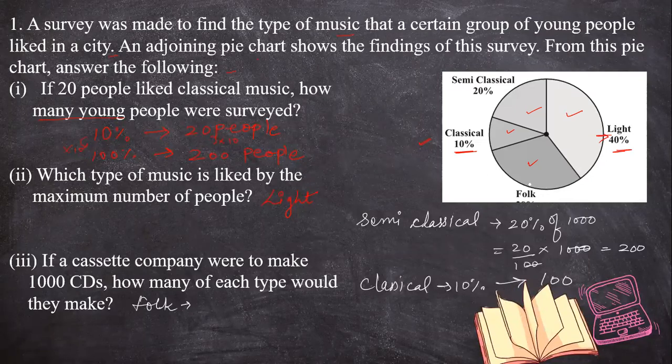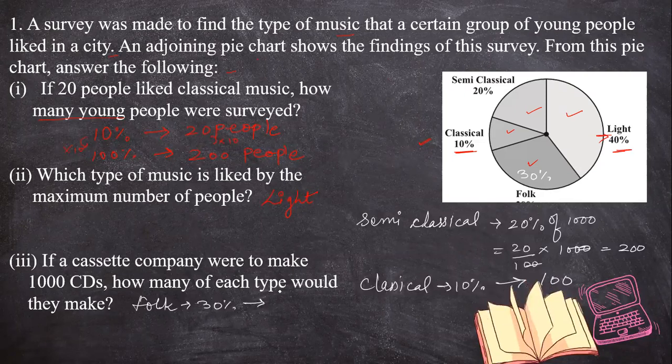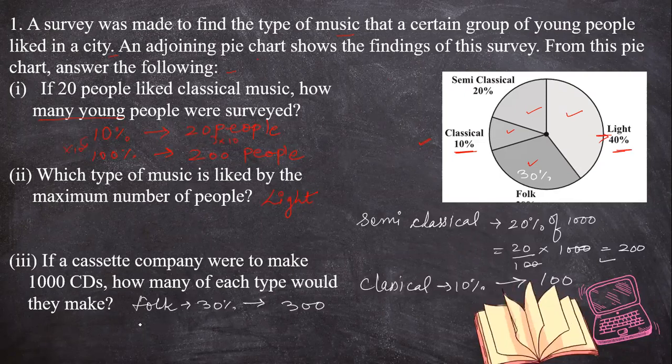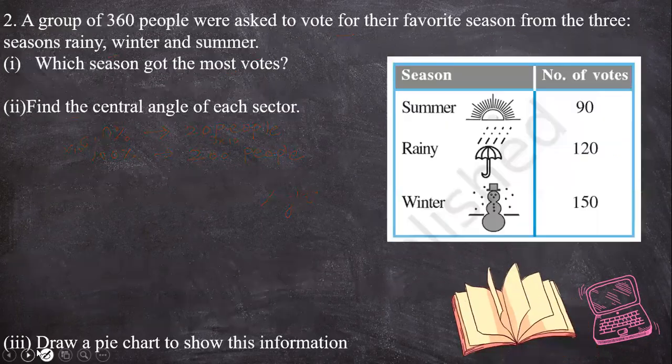Folk music. So what percentage is given to you? 40, 50, 60, 70, 30%. Here it is 30%. Folk music is 30%. Now you have seen 20% is 200, 10% is 100, so 30% is 300. You can simply calculate like this. And then next, light music. Light music is 40%, which is basically 400 people. I hope this first question is clear to all. Now let's move to the second question.